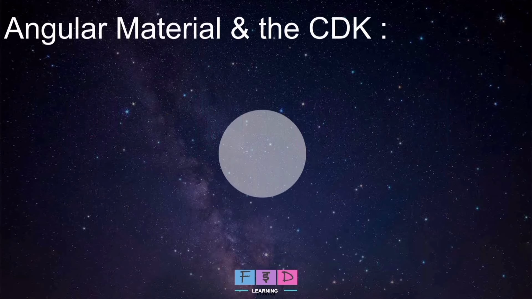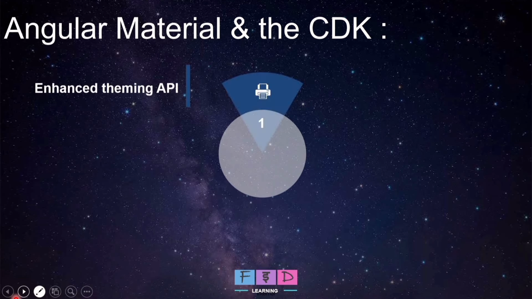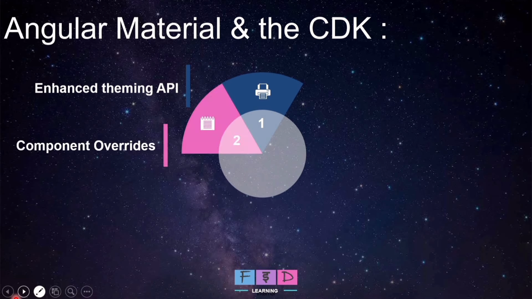Now let's talk about Angular Material updates. Angular Material continues to shape the Angular developers' landscape. So let's explore the latest improvements in Angular version 19. The Angular team has introduced an enhanced theming API that simplifies customizing and managing application themes. Next, component overrides allow developers to customize and extend Angular Material components.